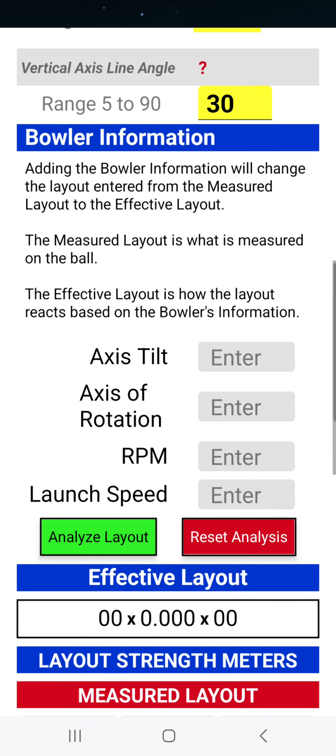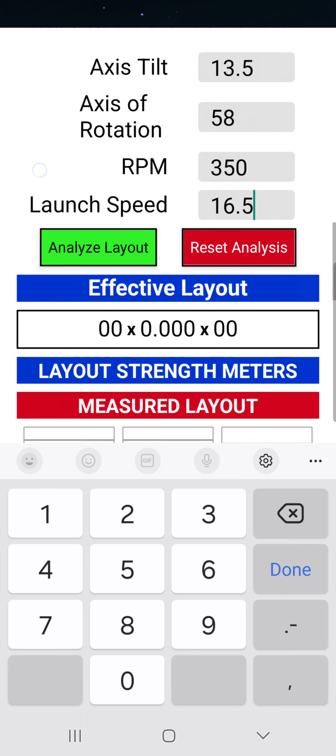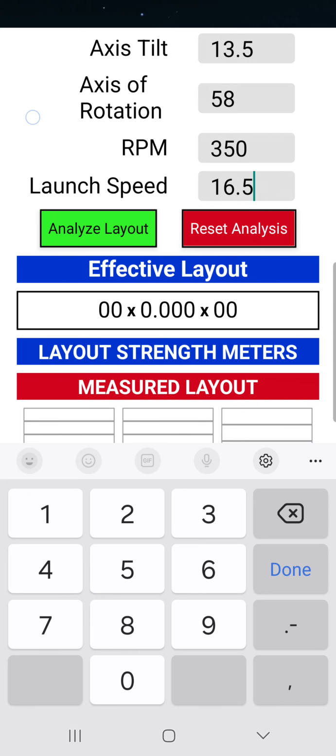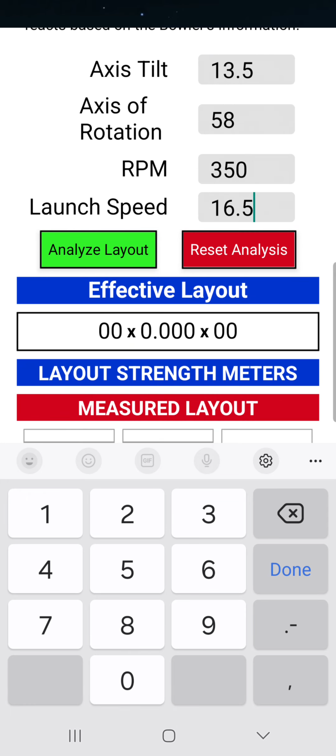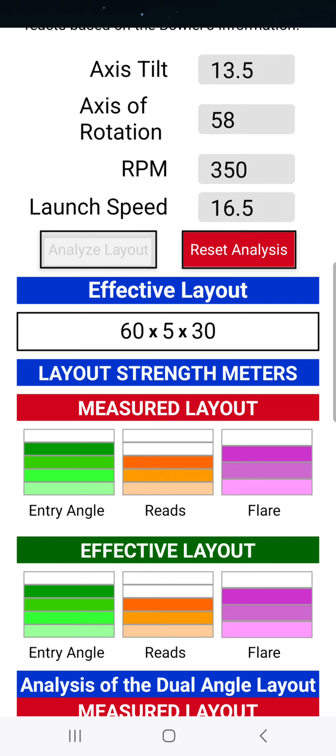So if you know your axis tilt, you put it in here. Mine is around about 13 and a half. Axis rotation, last I checked, was 58. RPM is around 350 on a good day. My launch speed is about 16.5 miles an hour. Not very fast, I know. So you put the information in and then you hit analyze the layout. Oh, I didn't hit it. Analyze the layout. Takes a few seconds and boom.